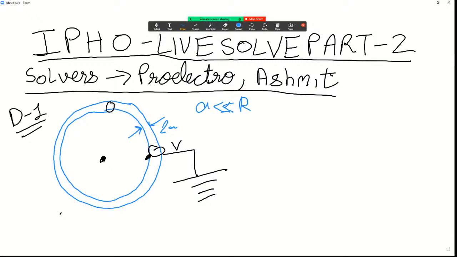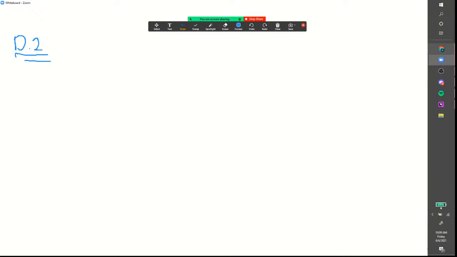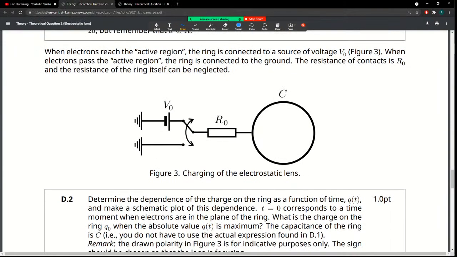I think we can continue and do the next part. Yeah, sure. We can just skip. Yes. Apparently in the Discord they told us that the rest of part D can be done without D1. Okay.